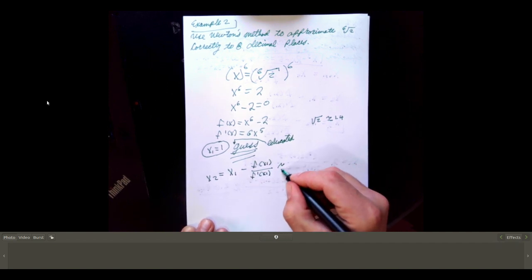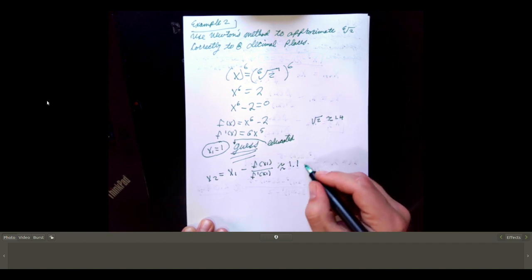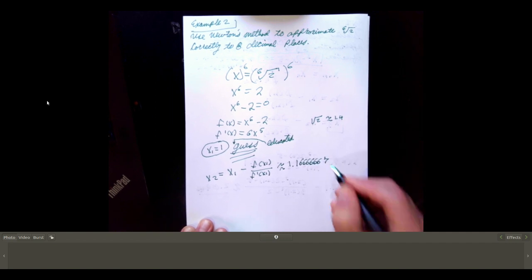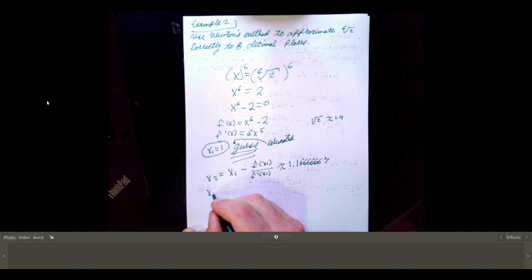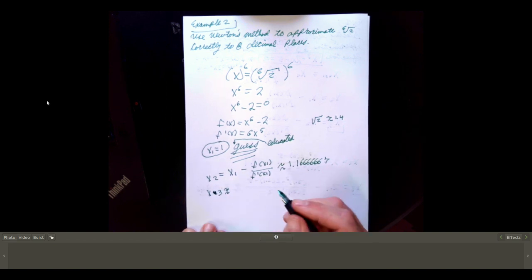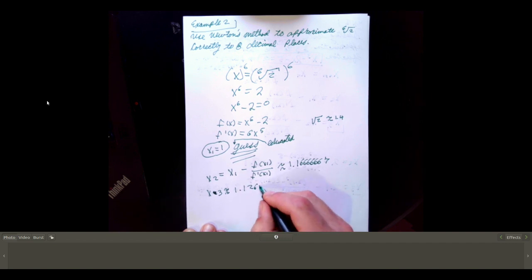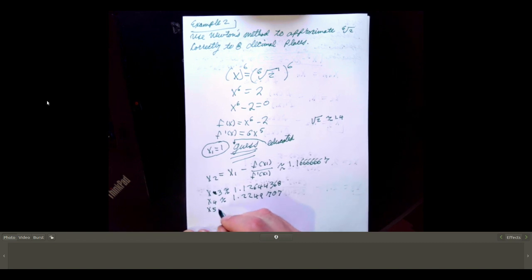When you turn the crank, that will be about equal to 1.1666667. x3 would be about equal to 1.12644368. x4 would be about equal to 1.2249707. x5 is about equal to 1.2246205, and then x6 is about equal to 1.2246205. And notice how we had this repeat.